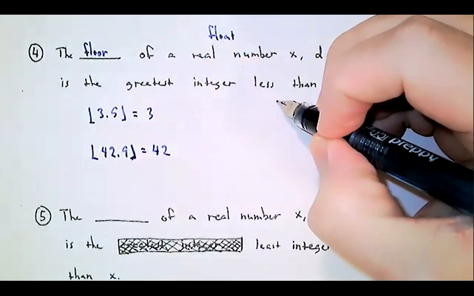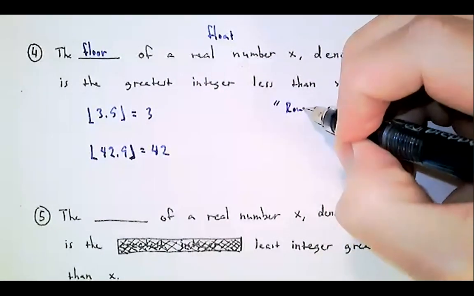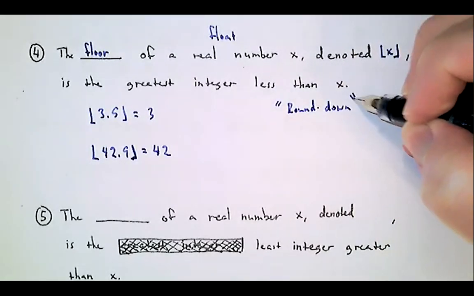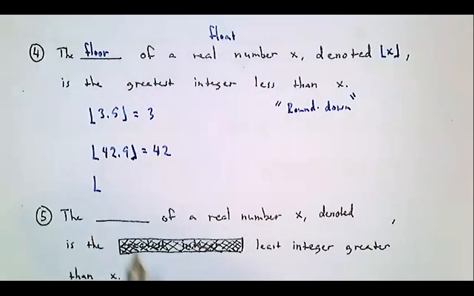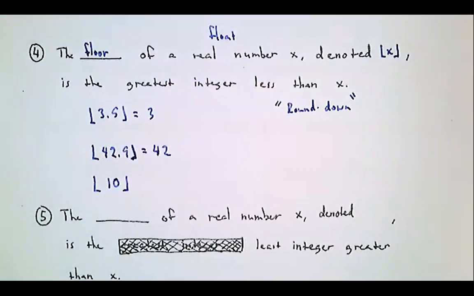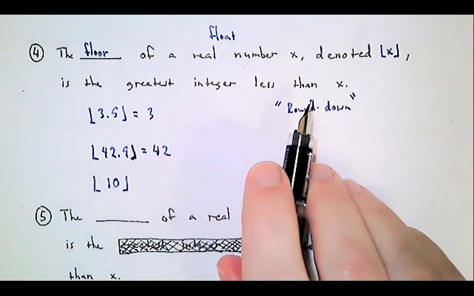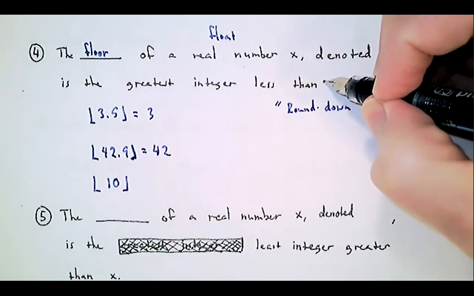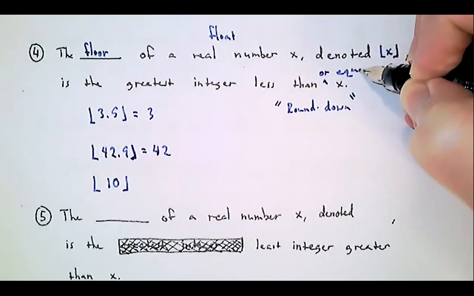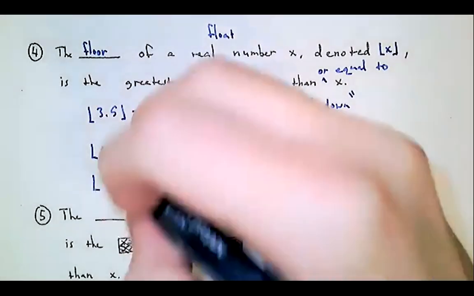So I think thinking of the floor function as rounding down is a good way to think about it. So you round down to the nearest integer. And if you plug in a whole number, if you actually plug in something like 10, nothing happens to it because you go down to the greatest integer less than or equal to your number, then nothing happens, you have the same number.